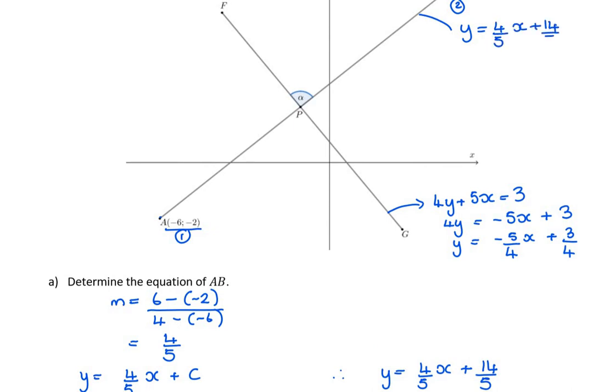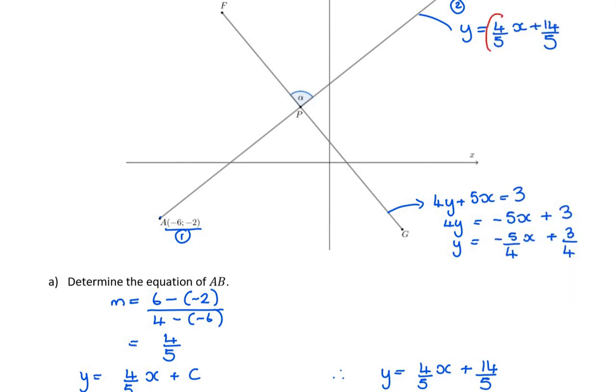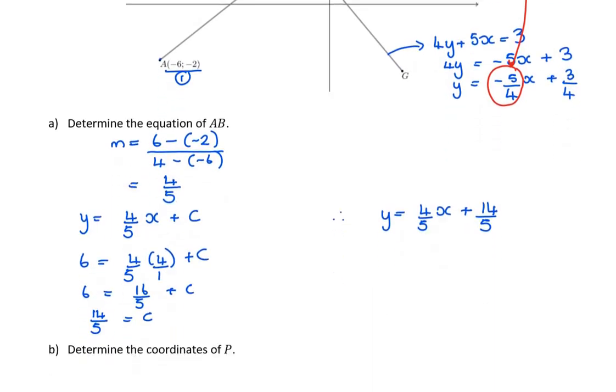Now actually the moment I found out that gradient, I looked at this and I thought, 4 over 5, negative 5 over 4, that's very interesting. Now you'll notice that there's a relationship between those two. Basically the one is the other one swapped around and changed the sign. Now I know if I see that pattern that these lines are perpendicular, they're at 90 degrees to each other. So nice to just pick up things along the way.